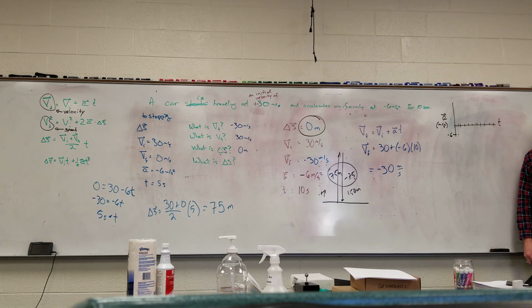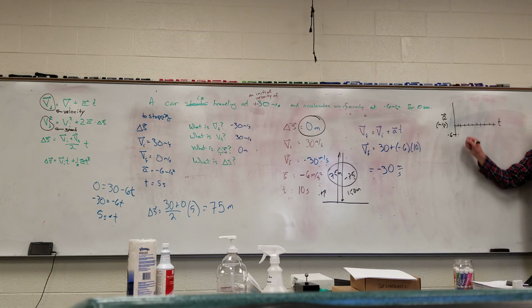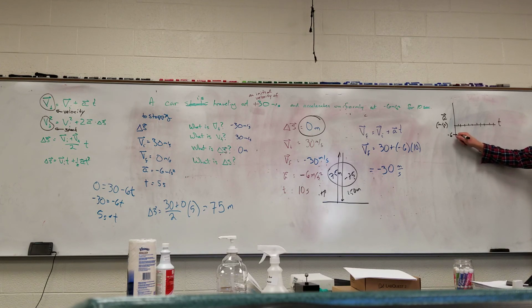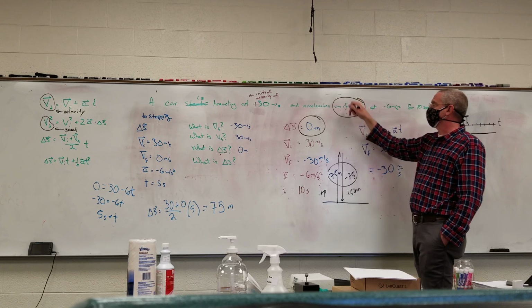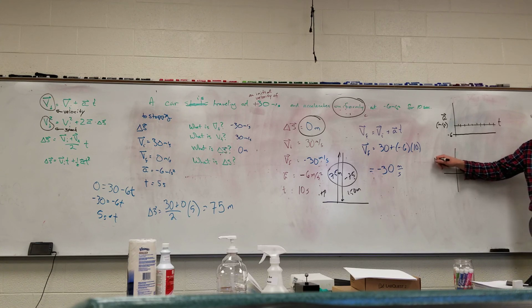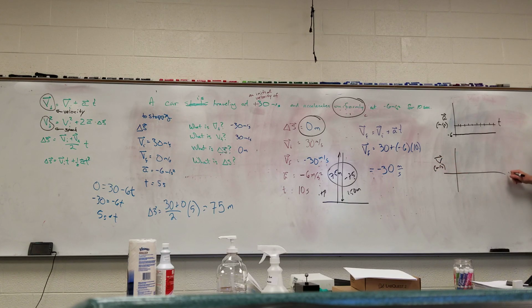At 2 seconds, what does my acceleration versus time graph look like? Horizontal line. Yep, it is indeed constant. That's the key word right there. Now velocity in meters per second versus time. What does that graph look like? The initial is 30.